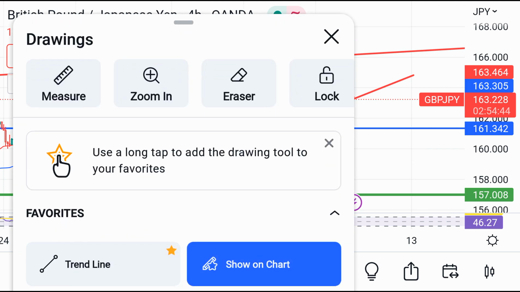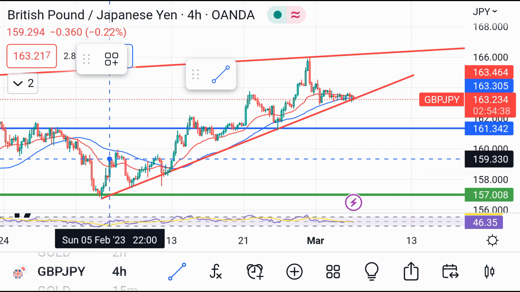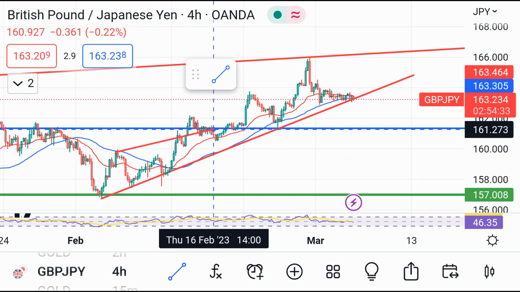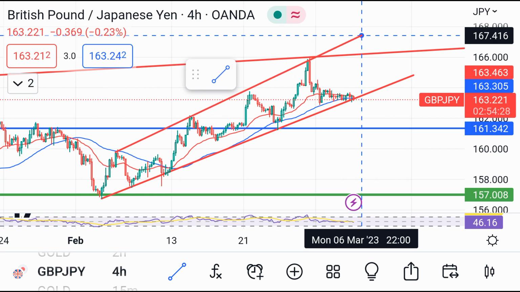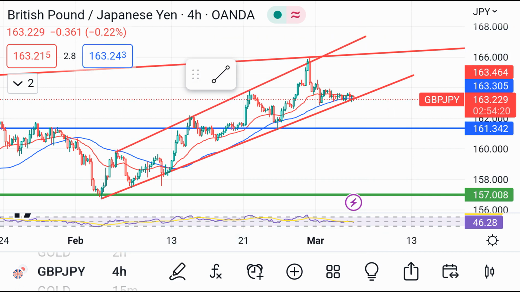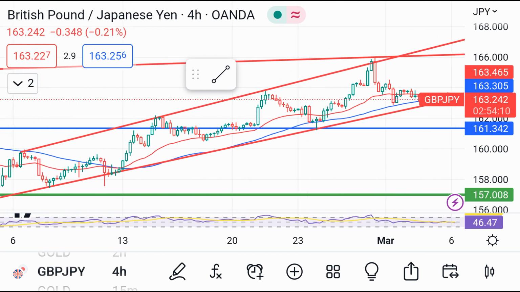Let's have another trend line here. Yeah, exactly. That is our trend line there. So now let's look at the trend line clearly. You can see GBPJPY is having a very neat trend line.